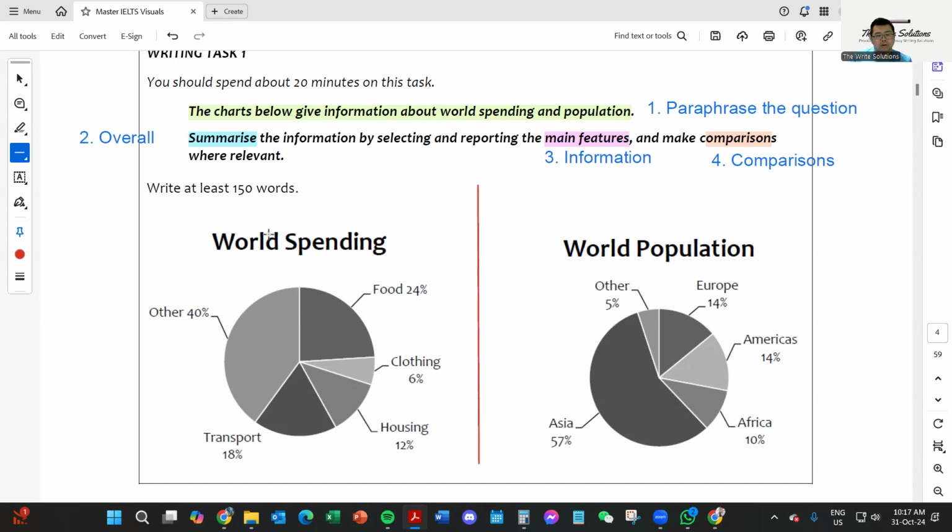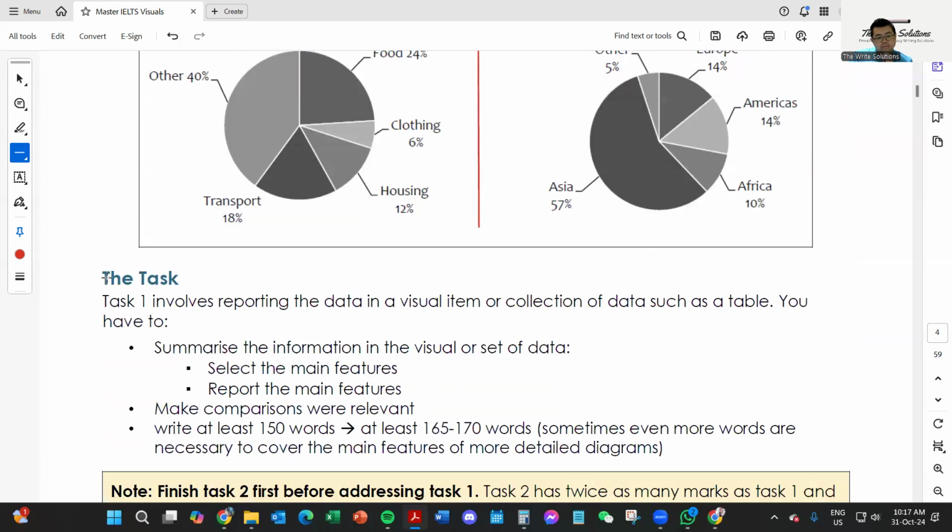So first of all, I apologize, okay? You should separate the summaries, main features, and comparisons for world spending, and separate the summaries, main features, and comparisons for world population. Okay? So it's going to be two, because you cannot compare the other. You might compare food and transport, but you cannot compare Asia and clothing. That doesn't make sense. Okay? So let's scroll down.